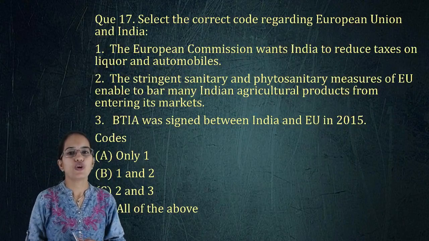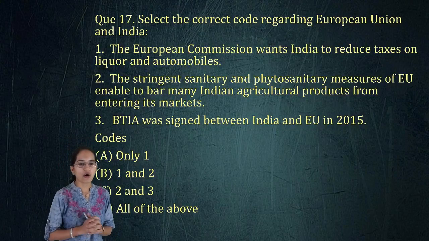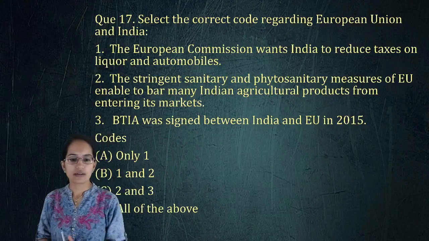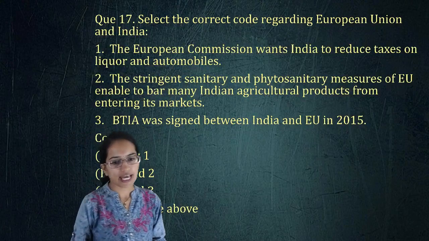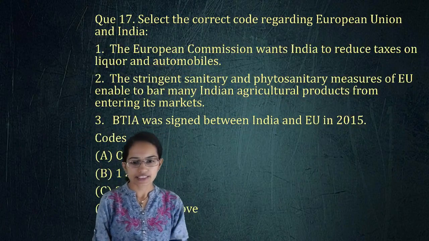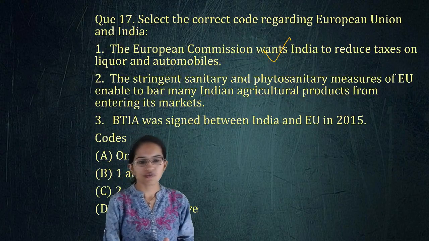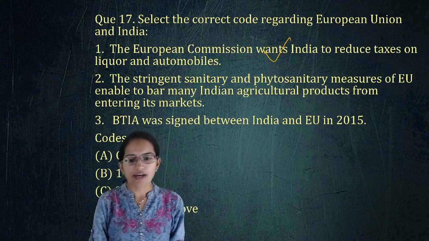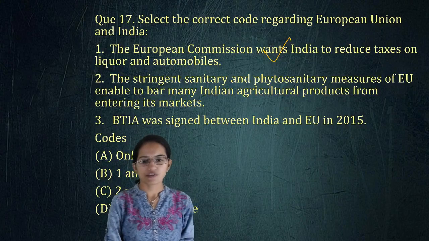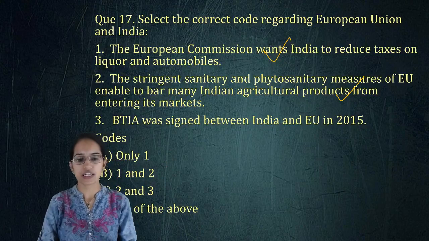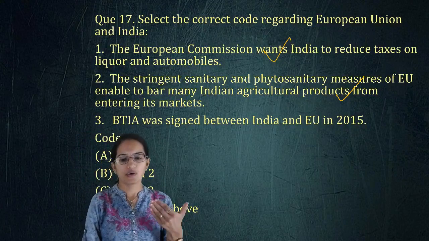Okay, so when we talk about the options regarding European Union and India, European Commission wants India to reduce the taxes on liquor and automobiles. That's correct. The stringent sanitary and phytosanitary measures for EU enable it to bar many Indian agricultural products from entering into its market. That's again correct and has been in news recently, and therefore is very important for your upcoming examination.